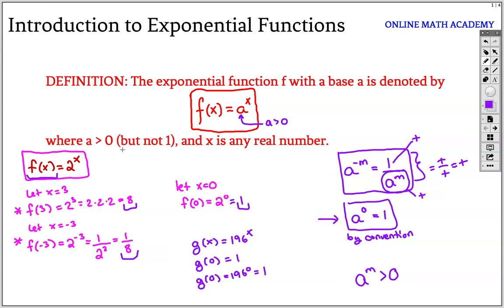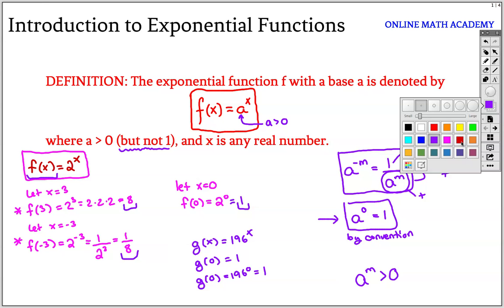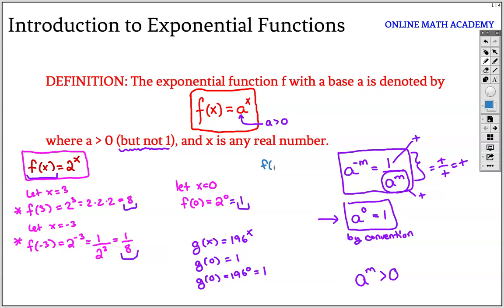Now, why not 1? Why don't we let the base be 1? How come we are not considering this right here? Let's say f of x equals 1 to the x. Well, the thing about exponential functions, and you'll see this when we start going into their graphs, is they grow rapidly or they decay rapidly. So they either go something like this or something like this.